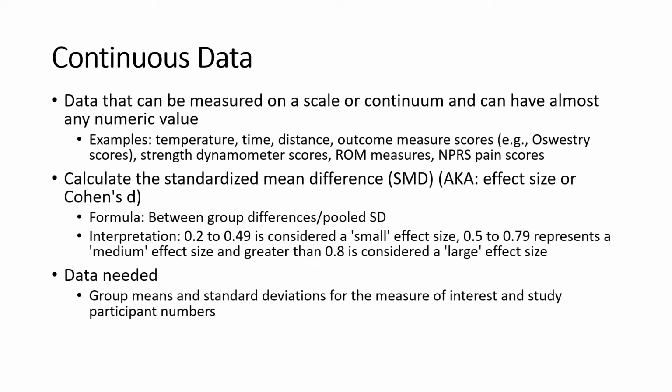And so what data do we need to come up with a summary statistic from these trials? Well, like we just mentioned, we need the group means and the standard deviations for the measure of interest, and we also need the study participant numbers. The study participant numbers are important because they allow us to weight the individual studies. The more study participants, typically the stronger a study is in a meta-analysis. And the group means and the standard deviations are going to allow us to calculate those standardized mean differences, or effect size, or that Cohen's d statistic.